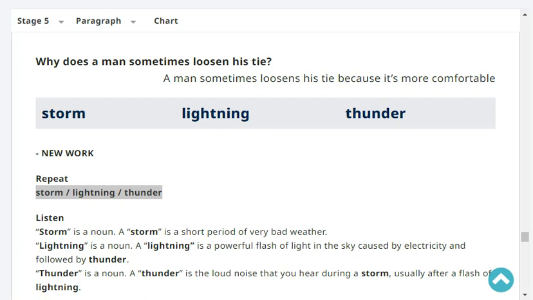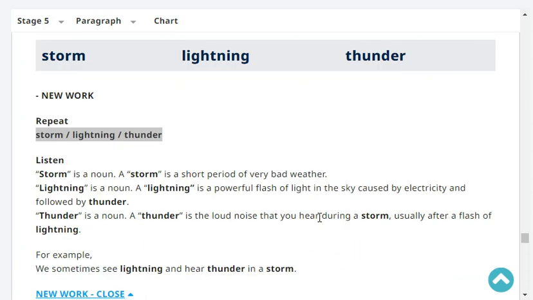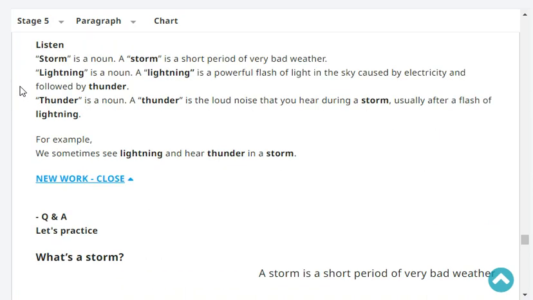Okay, listen. Storm is a noun. A storm is a short period of very bad weather. Lightning is a noun. Lightning is a powerful flash of light in the sky caused by electricity and followed by thunder. Thunder is a noun. Thunder is the loud noise that you hear during a storm, usually after a flash of lightning. For example, we sometimes see lightning and hear thunder in a storm.